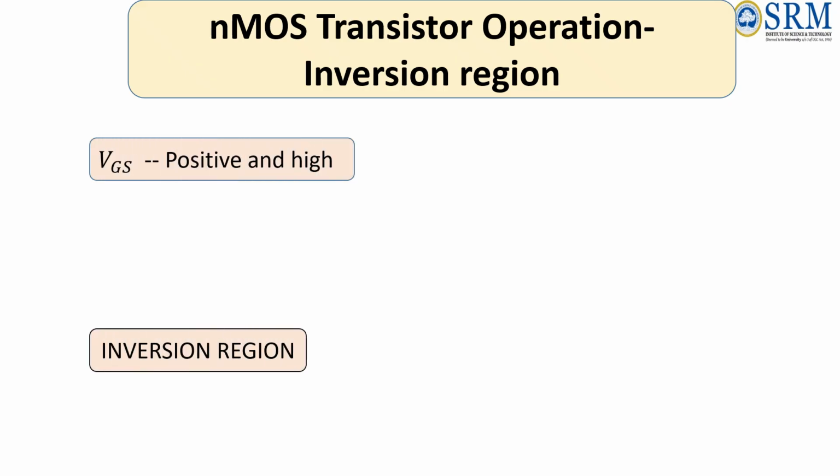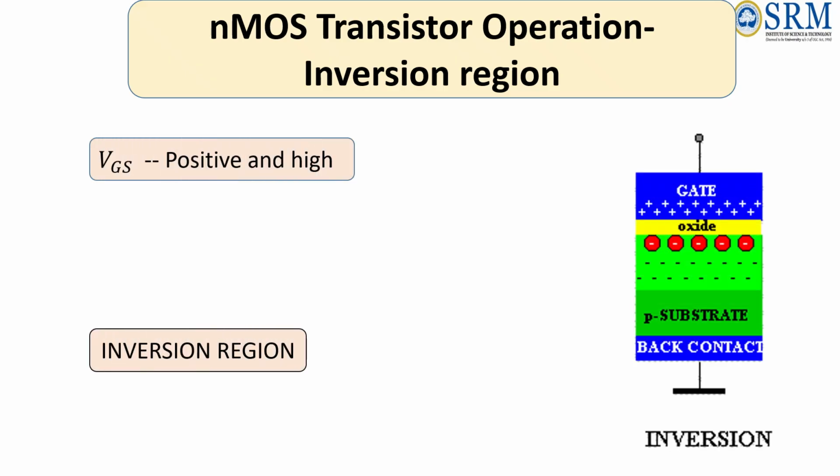When the voltage VGS is increased further, more electrons are induced at the surface. The substrate is of p-type, but the surface has become n-type. So can we say that the type of the surface is inverted? The operation in this region is called the inversion region.